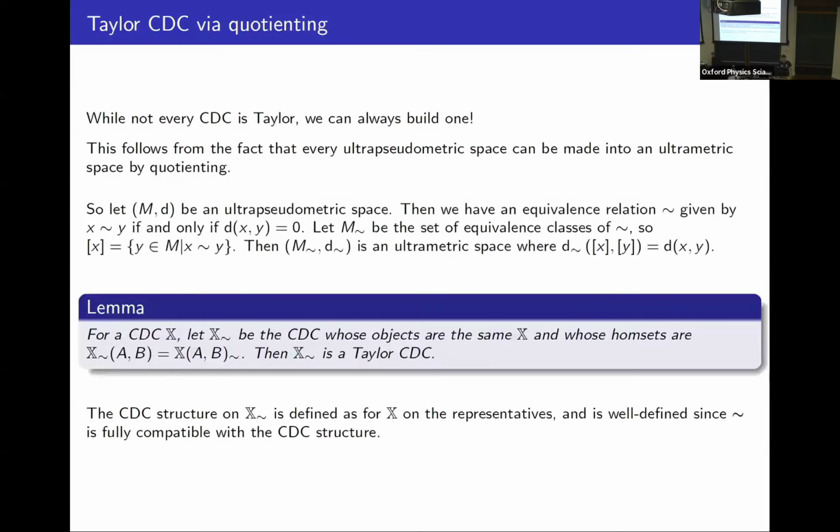So just so we can keep on track, I'll go slightly faster in these last slides. But essentially, even though you start with an ultra pseudometric, there's always a way to build a Taylor CDC by doing the thing that people in metric theory do. They take a pseudometric, they do some quotienting to obtain a metric space. And the same thing works here. And this works because you have an enrichment over pseudometric spaces, doing this quotient thing preserves all the structure that you want. And so you end up getting a Taylor CDC whose Hom sets are the quotients of these things.